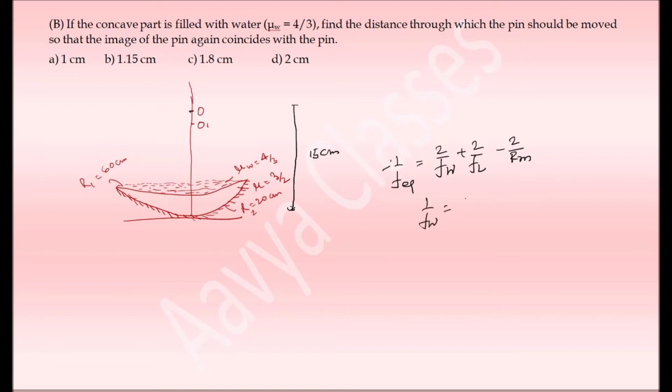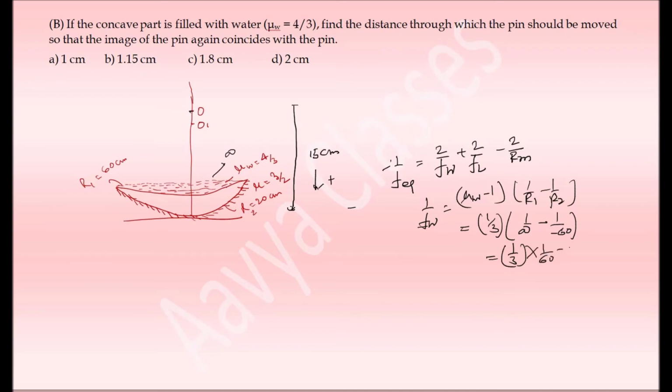So 1 by Fw is equal to mu W minus 1, into 1 by R1 minus 1 by R2. We will take this direction as positive, then R1 will be infinity for this water lens and R2 is equal to minus 60. So from there we get 1 by Fw is equal to 4 by 3 minus 1, that is 1 by 3, into 1 by infinity minus 1 by minus 60. So we get 1 by 3 into 1 by 60, that is 1 by 180. This is our equation 1.